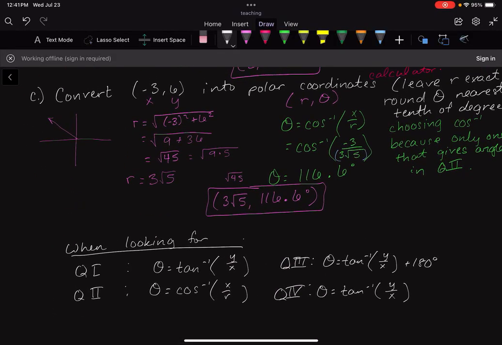So you'll just have to be careful whenever you're looking for a theta, and it's really just because of the quadrants. Sometimes they can get a little bit tricky.